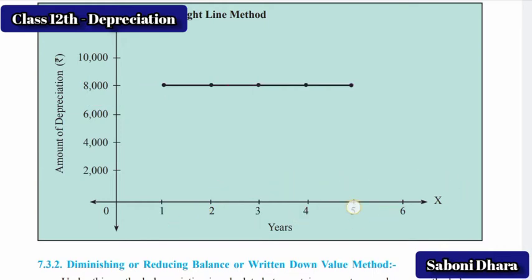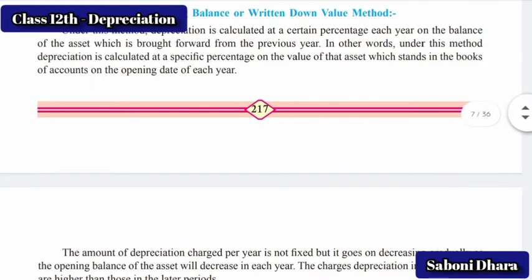On the other hand, when we are talking about the diminishing, reducing or written down value method, under this method the depreciation is calculated as a certain percentage each year on the balance of the asset which is brought forward from the previous years. In other words, under this method depreciation is calculated as a specific percentage on the value of the asset which stands in the books of accounts on the opening date of each year.